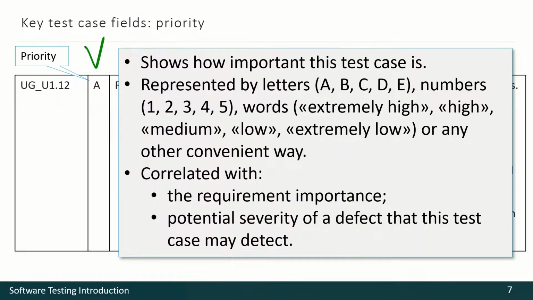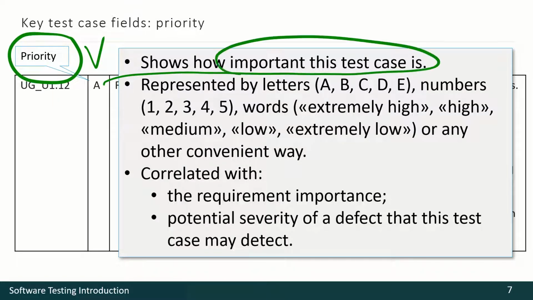The next field is priority. It shows us how important this test case is. It may be represented by letters, numbers, words and even more, because many test case management tools allow you to set up the scale and to name each point on the scale your own way.